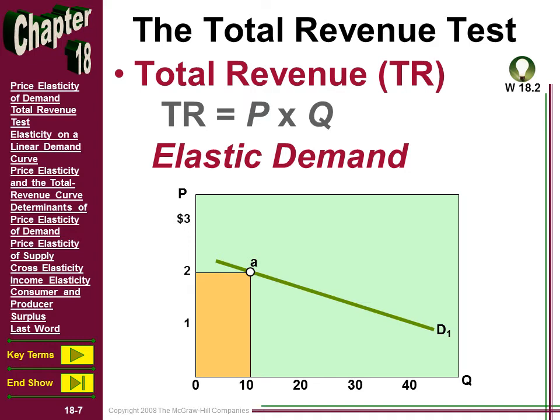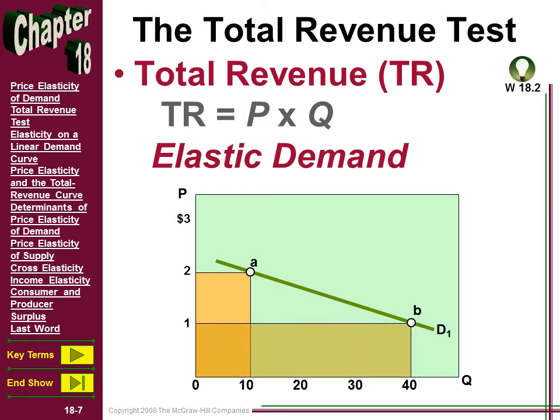But let's talk about the total revenue test. Currently, this firm is charging $2 per unit, and they're selling 10 units per week. You can see $2 on the vertical axis, 10 units on the quantity axis. So 2 times 10 means that their total revenue is 20. Remember, if demand is elastic, responsive to change in price, price and total revenue will move in the opposite direction. In other words, if price goes down, total revenue will increase. So that's exactly what happens here.